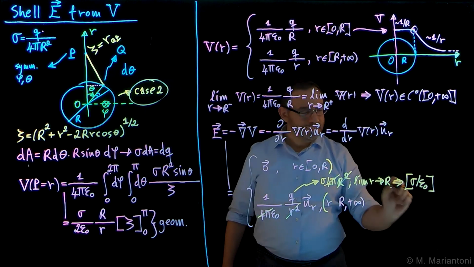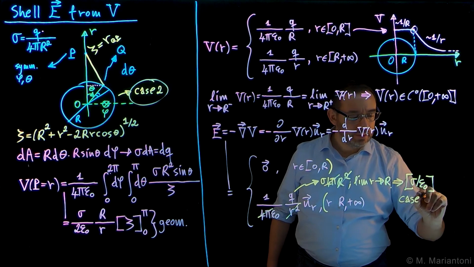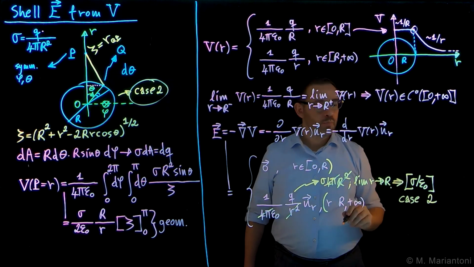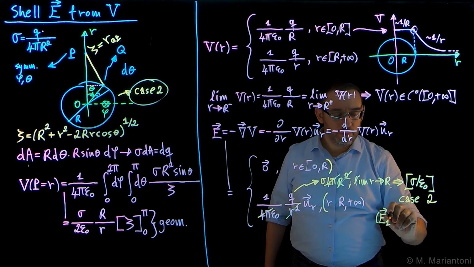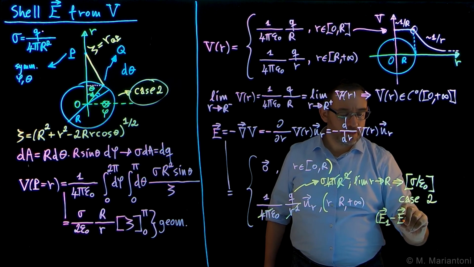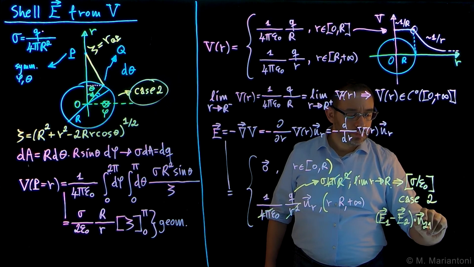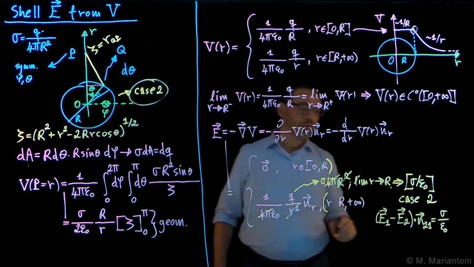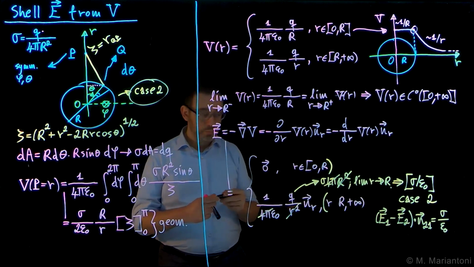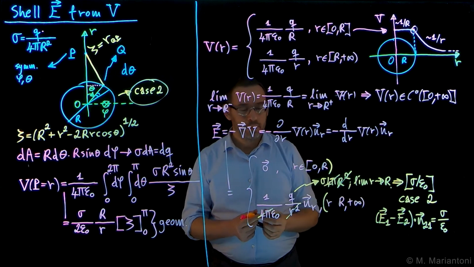And guess what? This is exactly the same kind of discontinuity that we obtained in case 2 of Maxwell's equations, which I remind you is nothing but the normal components, E1 minus E2, the difference of the normal components I project along n to 1. This has to be equal to sigma over epsilon naught. Gauss's theorem in the surface case, so case 2, okay?